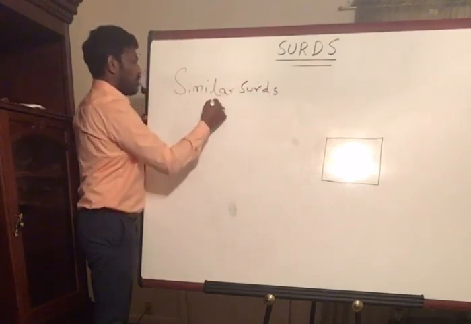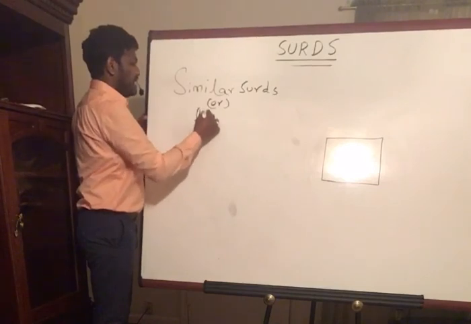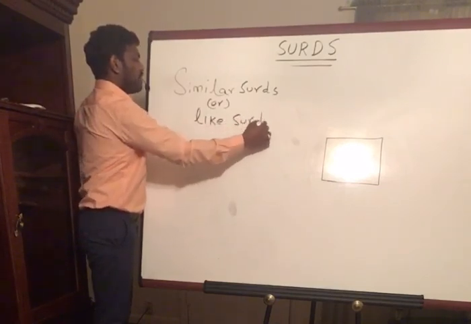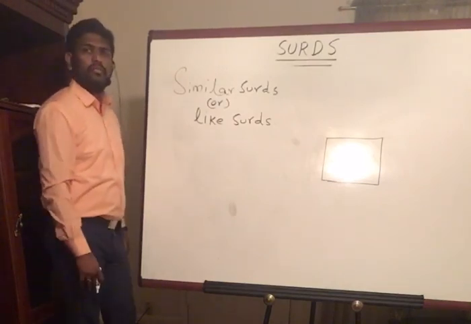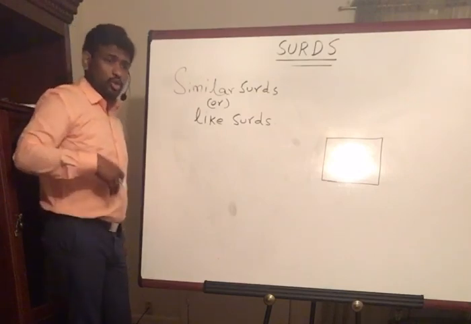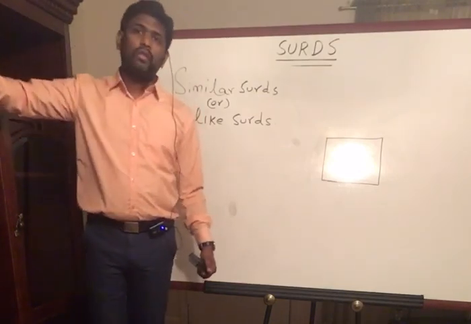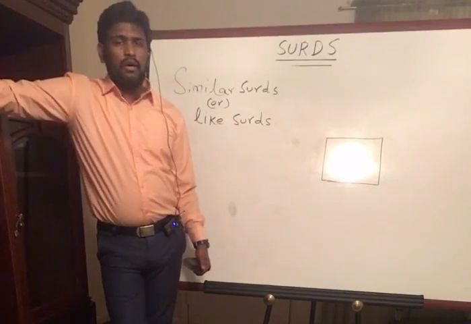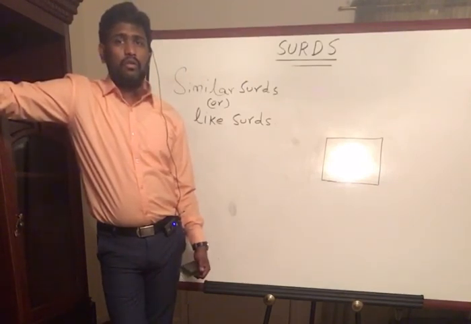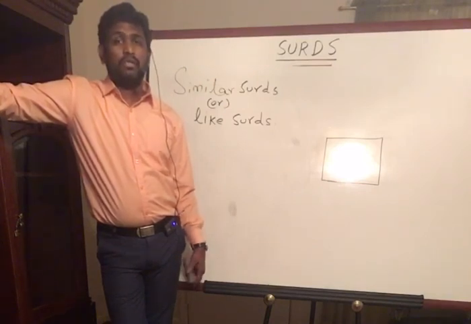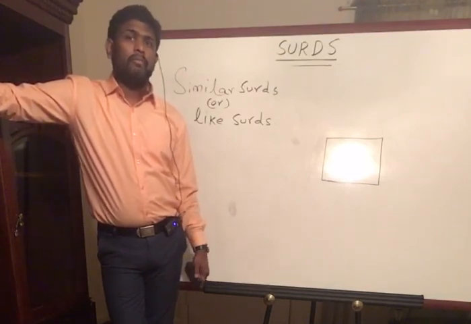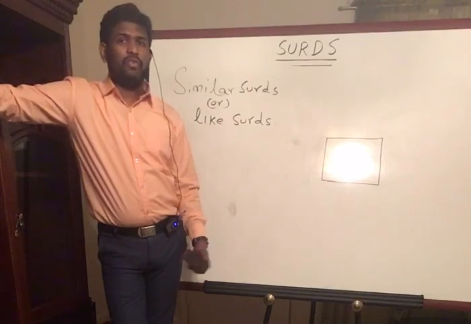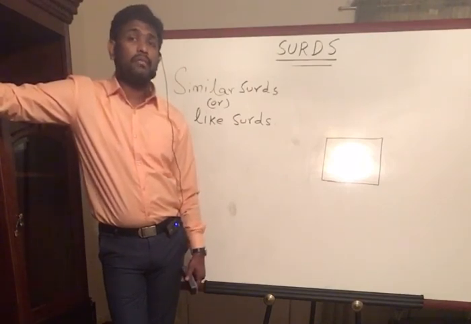These similar Surds are also called like Surds. What are they actually? Two or more Surds, if they have the same Surds, that is nothing but Surds of different multiples. Same Surds of different multiples are nothing but called similar Surds.